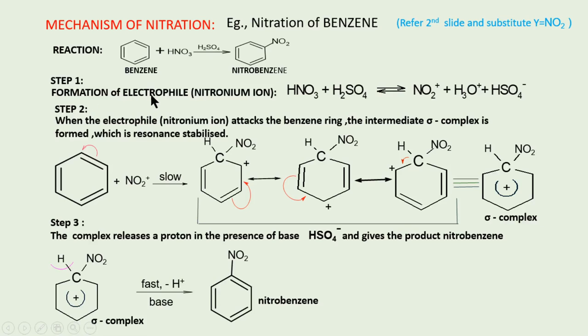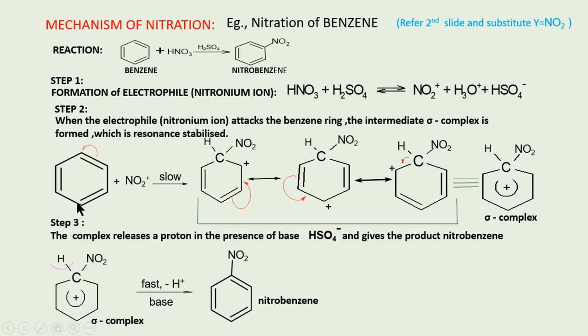And when we consider the formation of the electrophile, first step, it is nothing but the formation of the nitronium ion. Nitric acid combined with sulfuric acid to form nitronium ion, H3O plus and HSO4 minus. This is found to be a reversible step. And when we consider the attack of the electrophile nitronium ion on benzene, the pi bond is shifted like this, so that HNO2 is formed, and this step is the slow step.